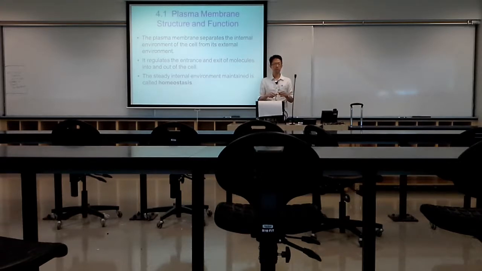alive. The function of the cell membrane is to separate the internal environment from the external environment. Why? Because the external environment changes all the time, but we need to have a constant and stable internal environment so that the cell can carry out different chemical reactions, such as the cellular respiration that we will talk about in the next few lectures.